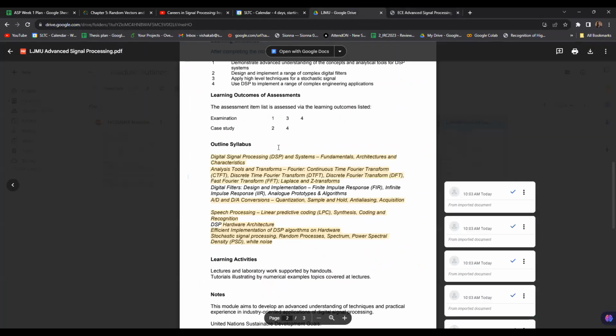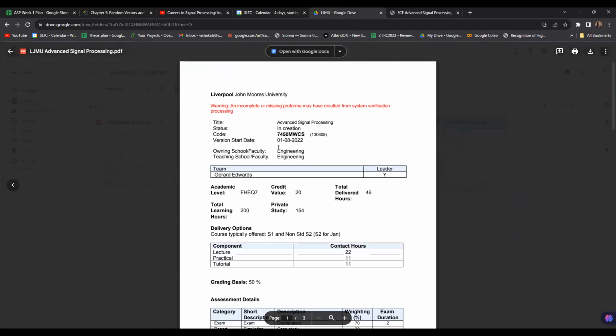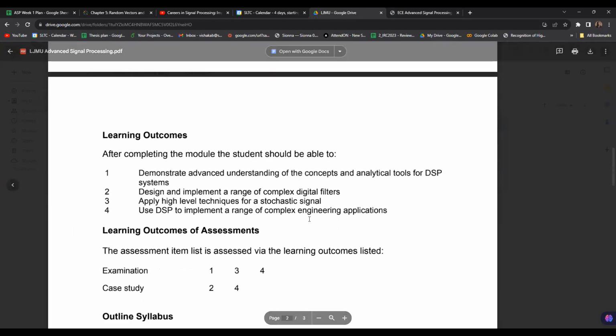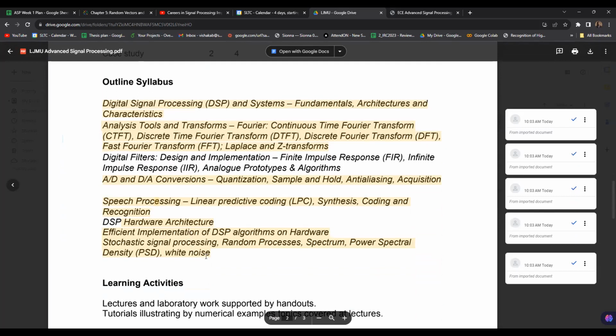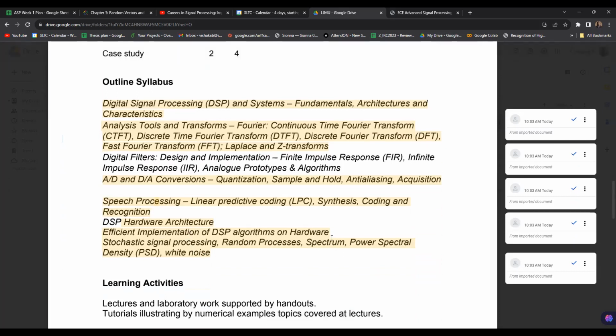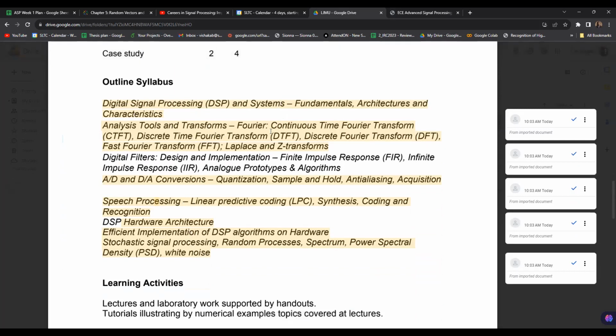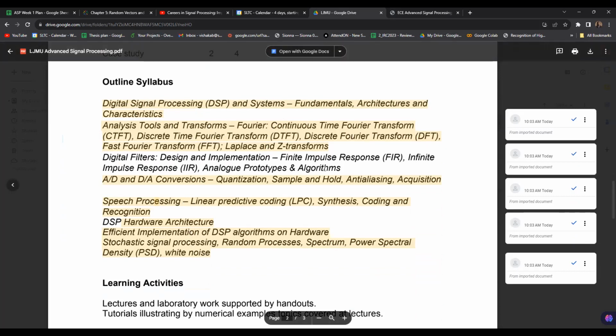In the LGMU one, this is the module outline, and it contains these components. Currently the module outline starts with DSP systems, the fundamentals, the Fourier transforms, the Z transforms, Laplace transforms likewise, and filters. The Fourier and Laplace transforms will be done later.